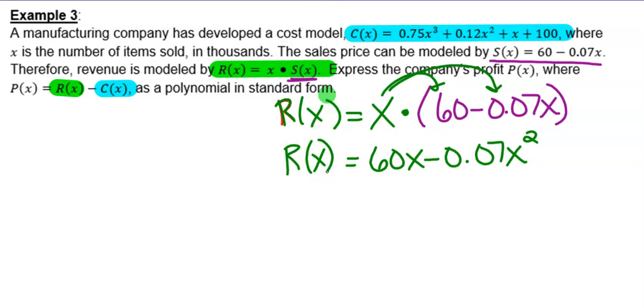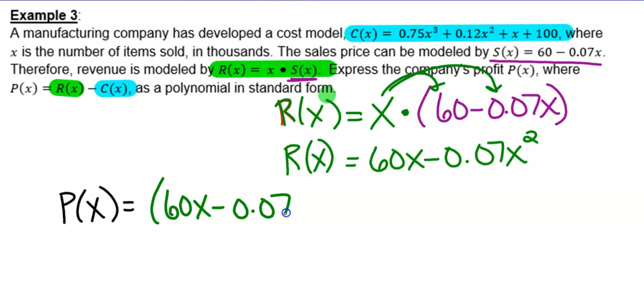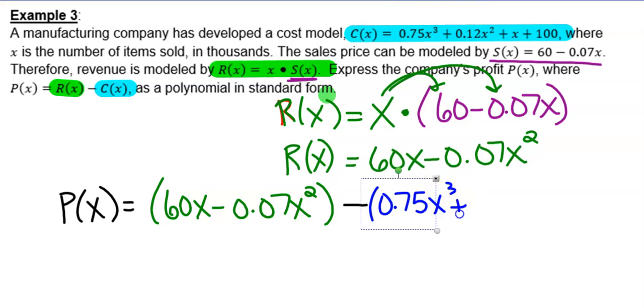So now I can answer my question. P of x is equal to the R function, which we just figured out as 60x minus 0.07x squared, minus off the C function, which is 0.75x cubed plus 0.12x squared plus x plus 100.